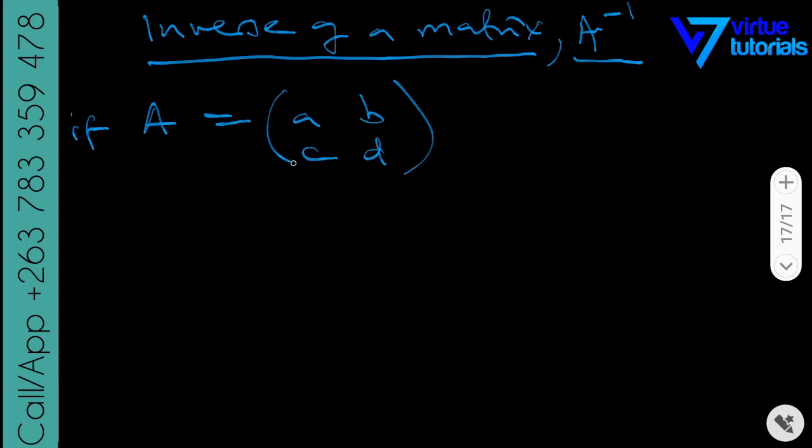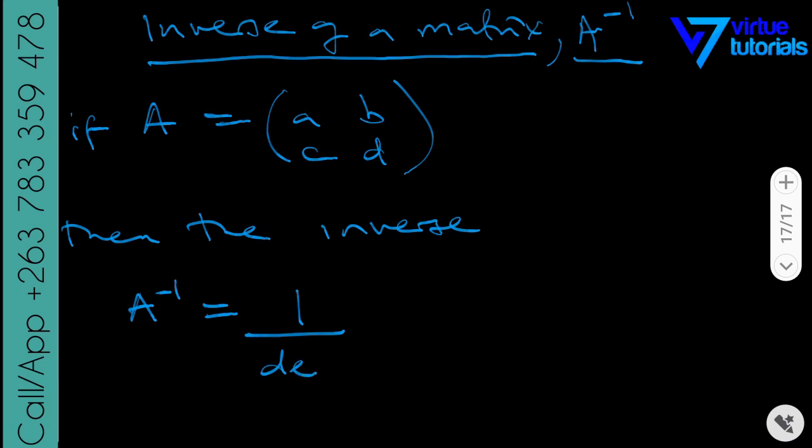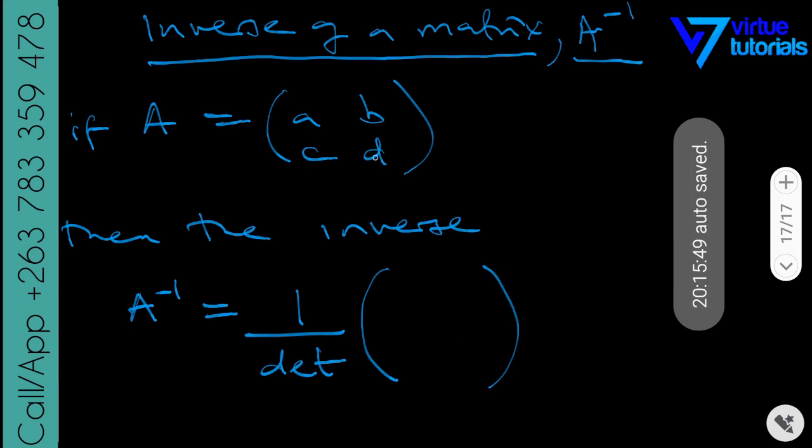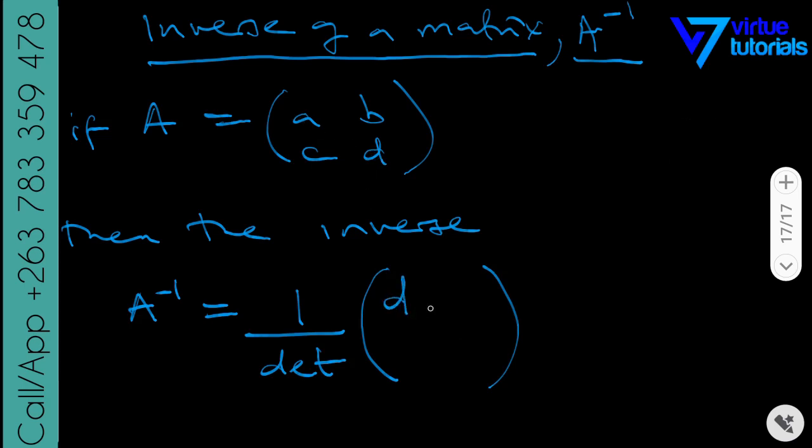Now if we have a matrix A equal to A, B, C, D, then the inverse, which is A to the power minus 1, is equal to 1 over the determinant. Then the first thing you do is that A and D switch positions. So D comes up, A comes down. And then these two don't switch positions, they simply change signs. Whatever was positive becomes negative, whatever was negative becomes positive. So we can show that by putting these negative signs here.